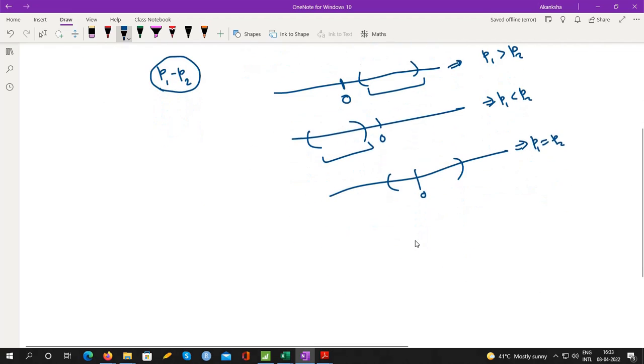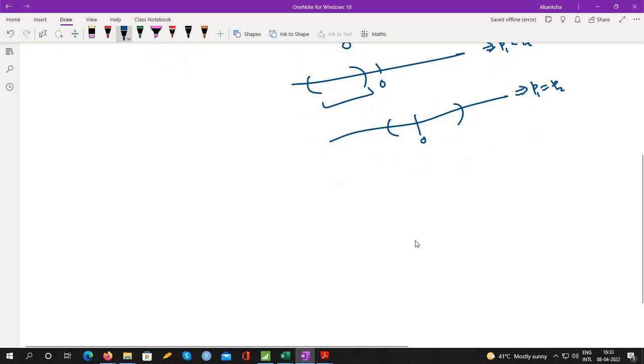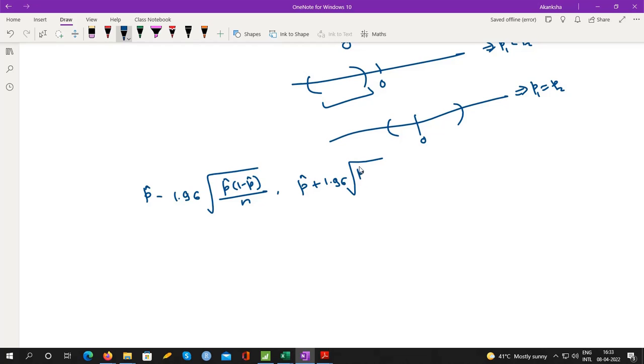So how do we compute a confidence interval for difference between proportions? For a single proportion, we saw that if P hat is my estimate, then the interval is P hat minus 1.96 times the square root of P hat times 1 minus P hat upon n, to P hat plus 1.96 times the square root of P hat times 1 minus P hat by n. This becomes the confidence interval for P, a single proportion. Do you remember we discussing this in the last lecture?